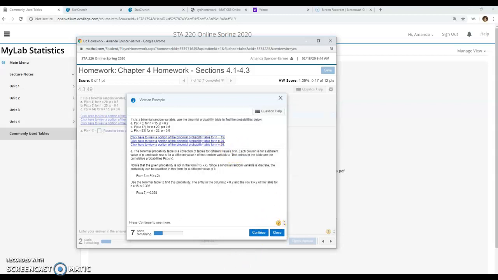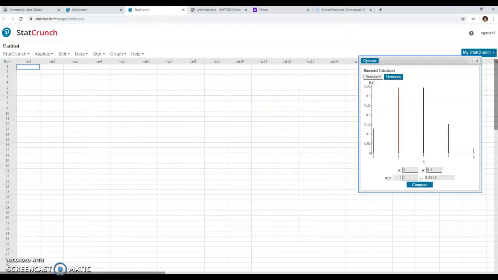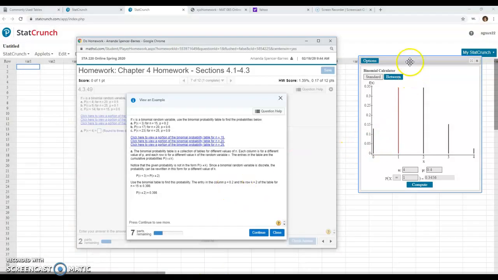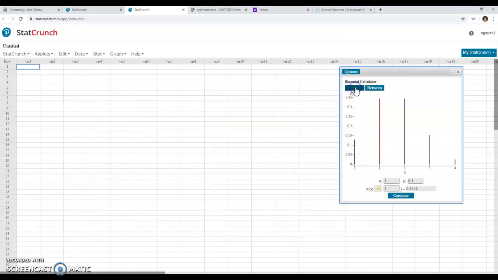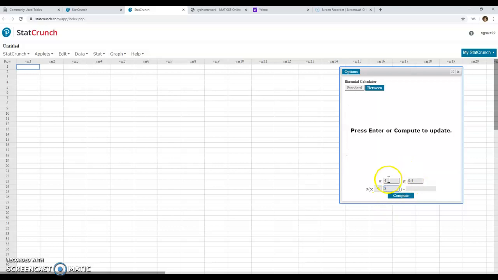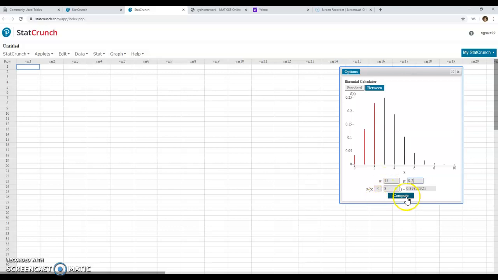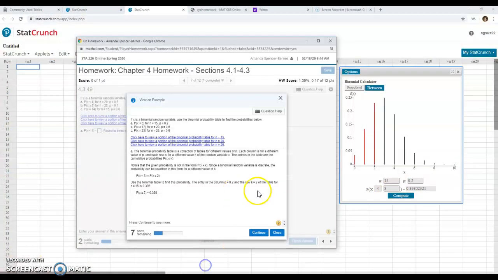Now, the other thing we can do is go back into Statcrunch and work this same example. In the view an example, we looked at x is less than 3 for n equals 15 and p is 0.2. So we use our standard: x is less than 3 for n equals 15 and p is 0.2, and we're getting 0.398 when we calculate that on this calculator.